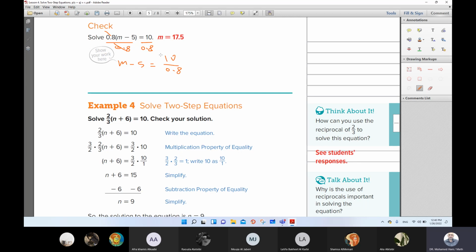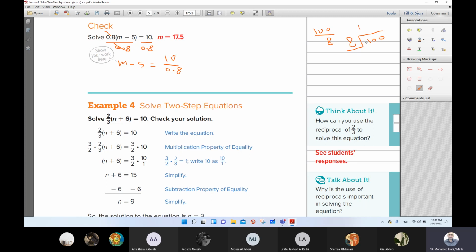If you want to find 10 divided by 0.8, always remember we cannot do division if the denominator has a decimal. So try to remove the point from here. So you can multiply up and down by 10. 10 multiplied by 10 will be 100, and 0.8 times 10 will be 8. Then you can divide 100 by 8.